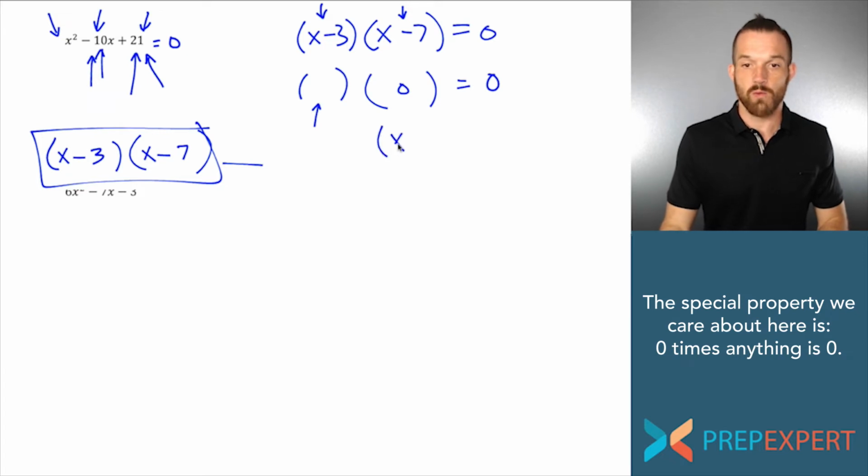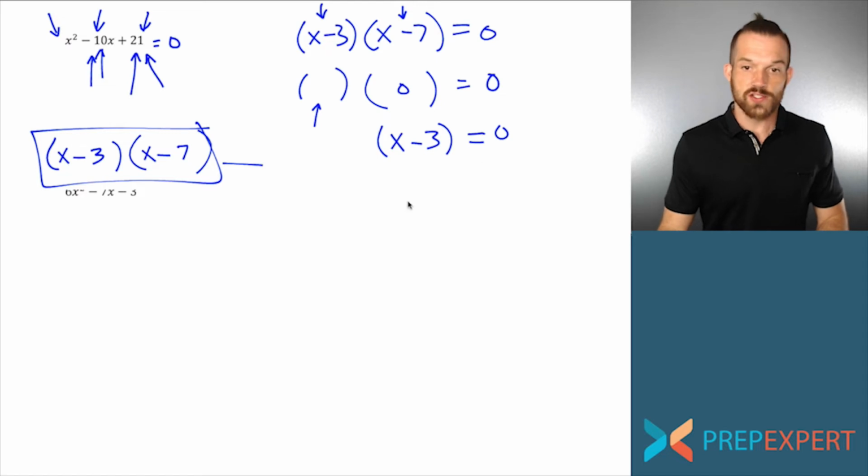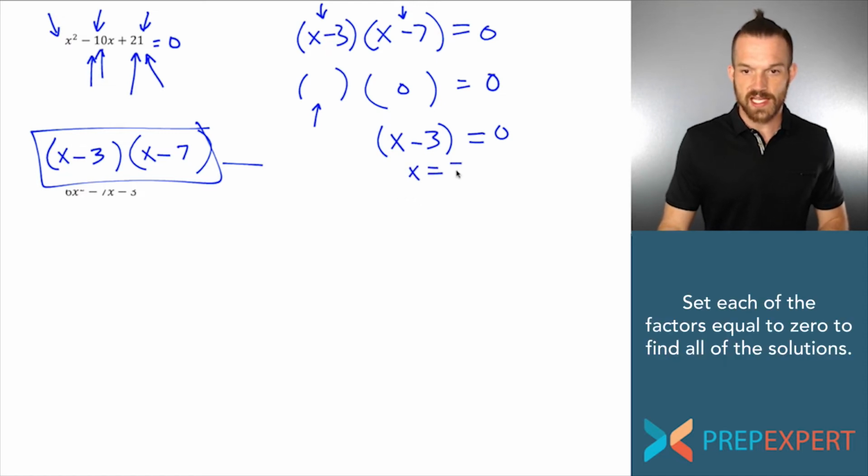How do I find them? Well, what do I need to make x minus 3 equal 0? Now I can just add 3 to each side and I see that I get x equals 3. So it looks like x equals 3 is one of my solutions.